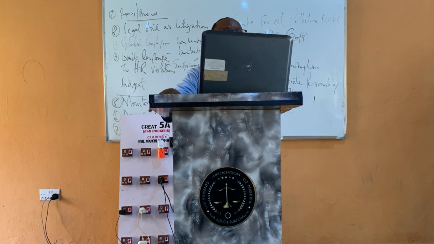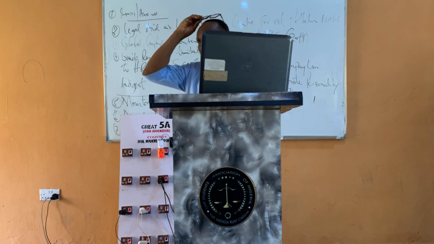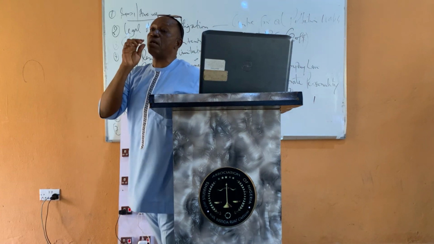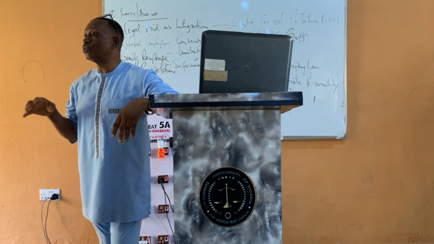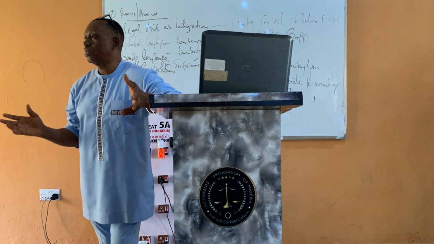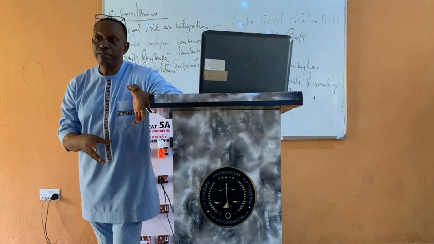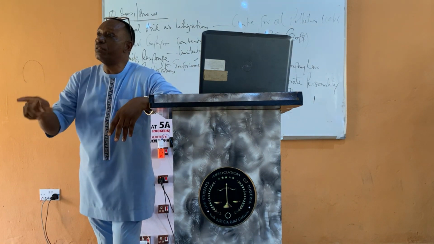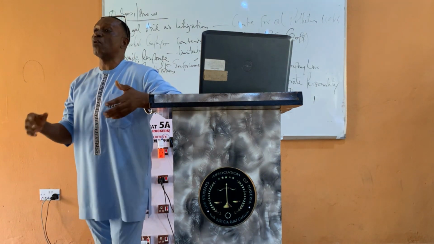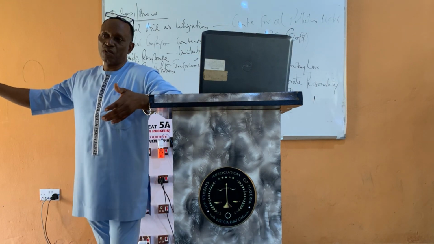Right. Now the next one, that the respondent had deserted the petitioner for a continuous period of 1 year immediately preceding the presentation. You know, this rule simply means that if the marriage is still less than 1 year, you cannot file an action for divorce. In some jurisdictions, it's 2 years. You understand? But the fact that this ground talks about 1 year means that even if the marriage must have been 1 year plus, do you understand?